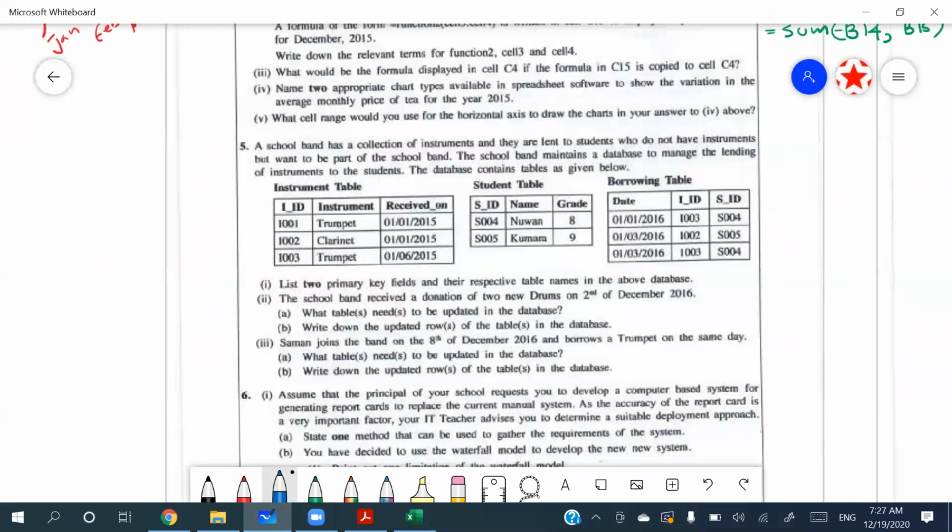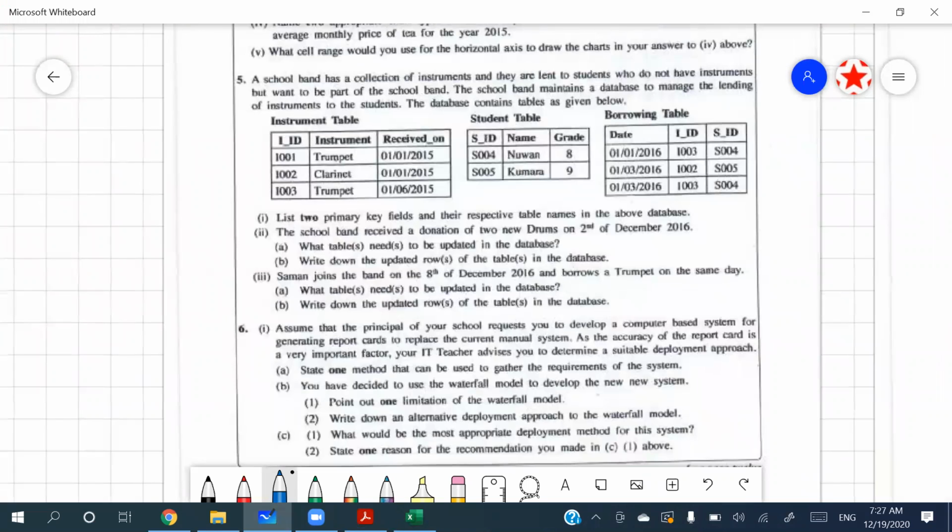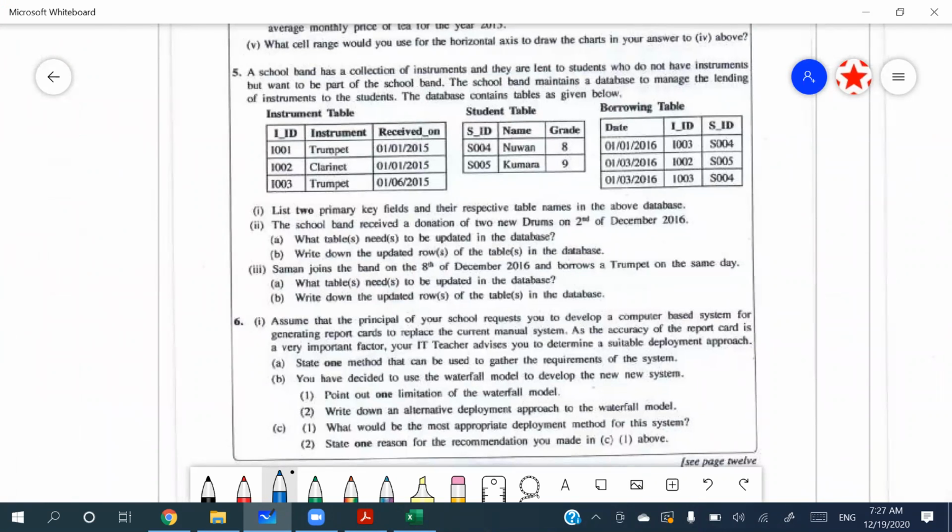Anyone who has done the 5th question? All right, okay, let's go with that.